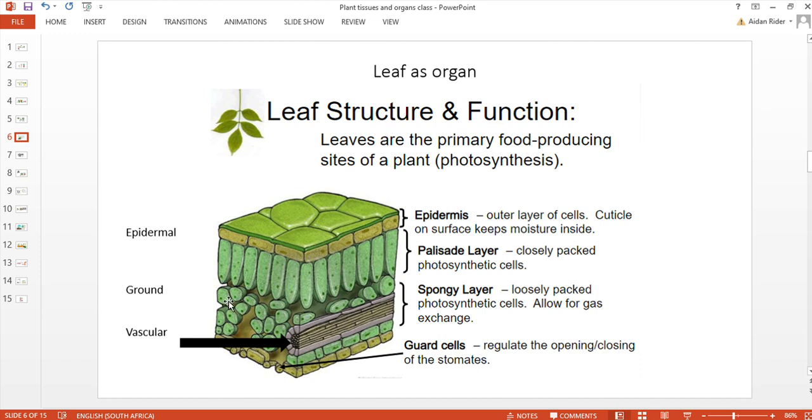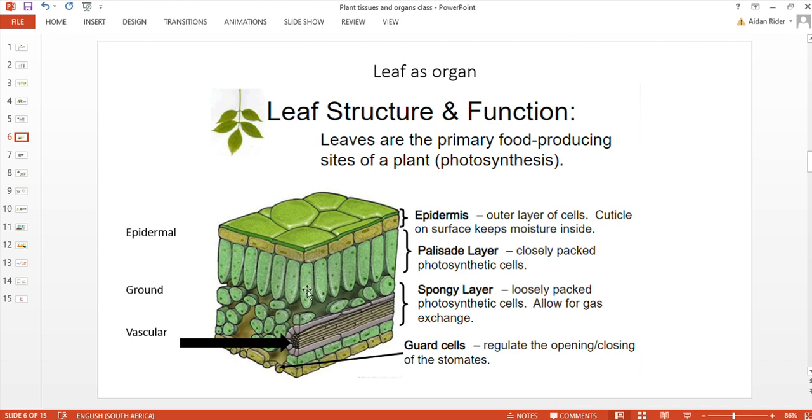Then the rest of the ground tissue layer would be the spongy layer. It also includes the vascular system. And it's loosely packed. You see the large air spaces in between the cells, and it allows for gas exchange. So the CO2 comes in from the guard cells and moves around through here in between these cells.